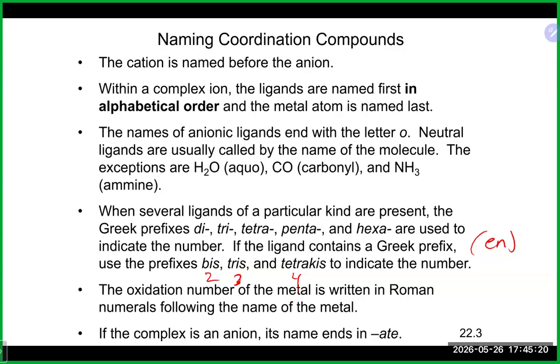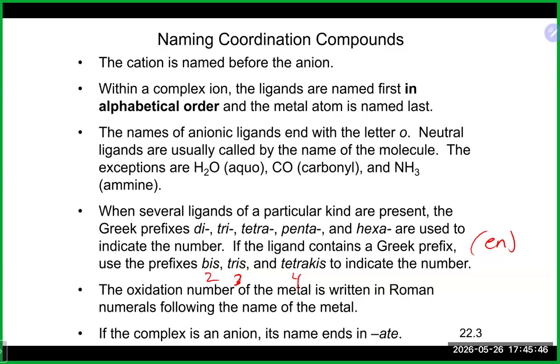Now, one of the interesting things about this naming is it has to do with whether the complex ion is positive or negative. If the complex ion part of the name is a positive ion, basically what that means is you could just use the regular name for the metal like you normally would: iron is iron, copper is copper, cobalt is cobalt.